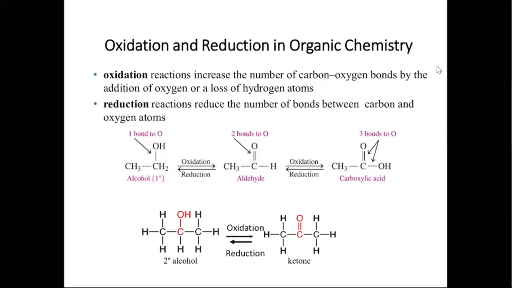So oxidation reduction reaction in organic chemistry, we are not going to be looking specifically at the electrons and oxidation numbers and all that kind of stuff. In organic chemistry, oxidation means that we are going to increase the number of carbon-oxygen bonds by the addition of oxygens, or it could be the loss of hydrogen. Reduction, on the other hand, is going to be specifically when we reduce the number of bonds between carbon and oxygen atoms.